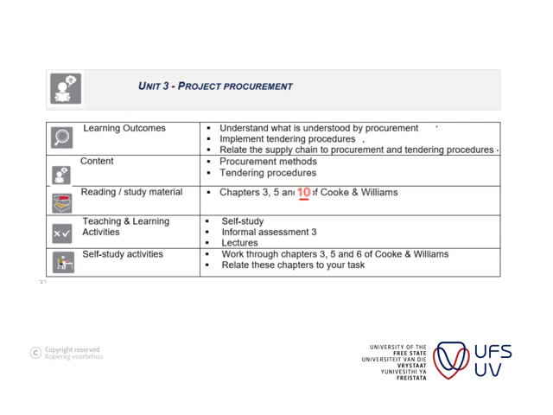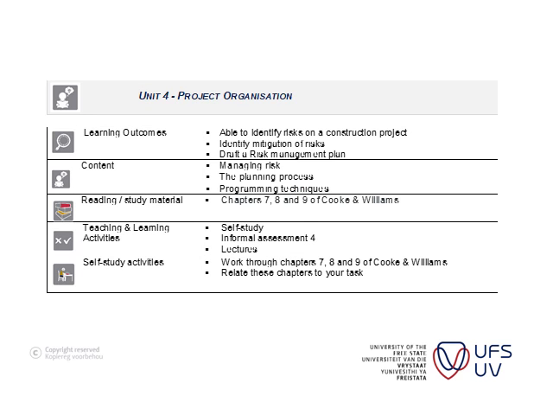Okay, so getting to unit 4, your learning outcomes. You must be able to identify risks on a construction project, identify the mitigation thereof, and draft the risk management plan. From our previous lecture, you would recognize many of these items. Then you must be able to manage your risks, and plan for your risk and programming techniques. This is now risk more towards construction management risk and not health and safety risk. So please note that.